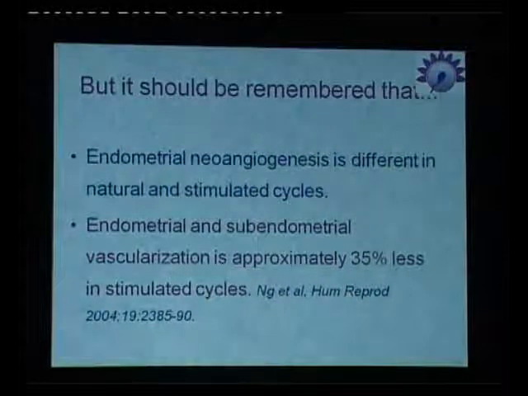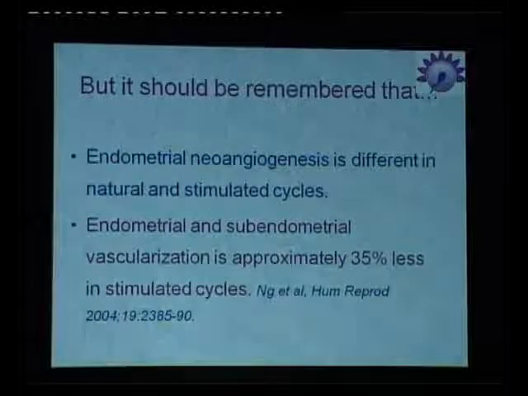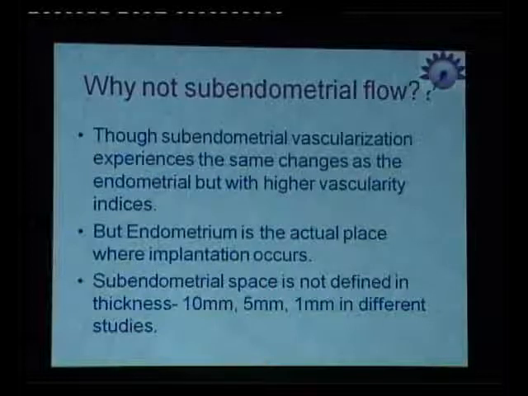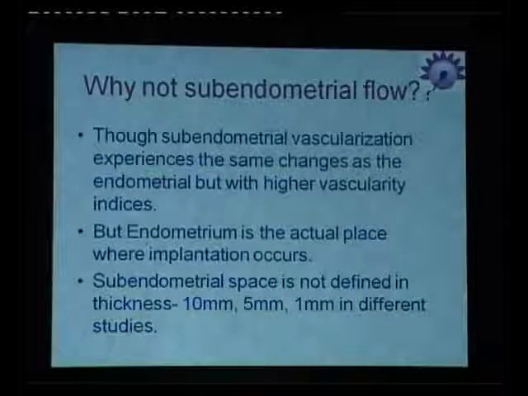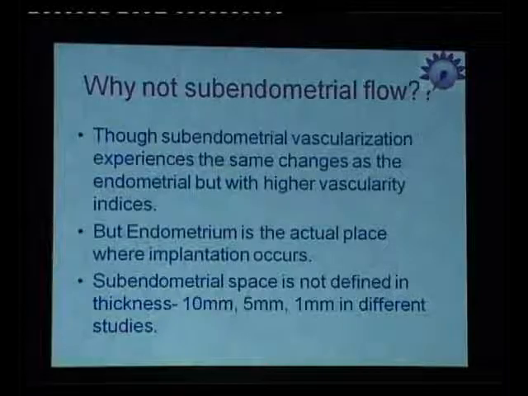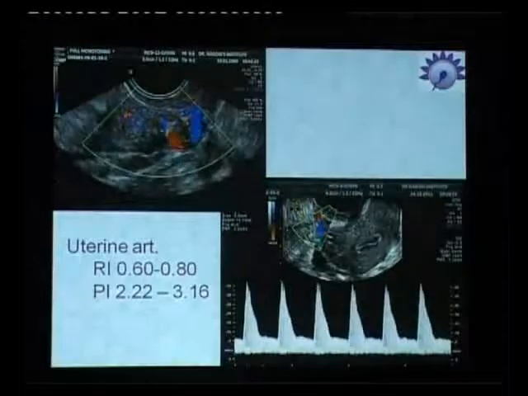Endometrial neoangiogenesis, again, like the thickness, is different in the natural and the stimulated cycles. It is 35% less in the stimulated cycle, but still, in spite of that, it has to reach zone 3 or 4. We do not believe in the subendometrial flows because we know the implantation is going to occur inside the endometrium and not outside the endometrium. In all the studies which have been describing the subendometrial flows, there is no uniformity on the thickness of the subendometrial zone that they have selected. So we believe in endometrial flows rather than the subendometrial flows.